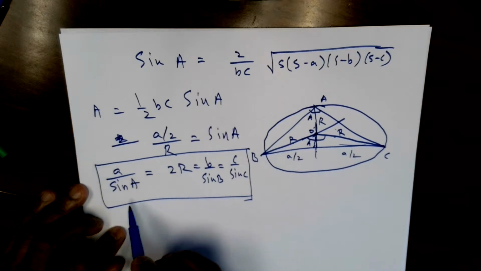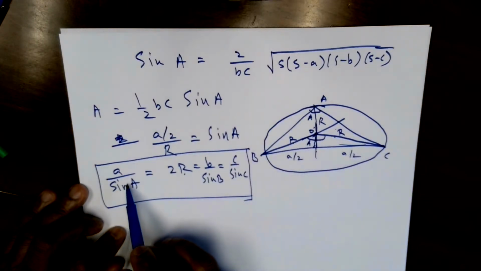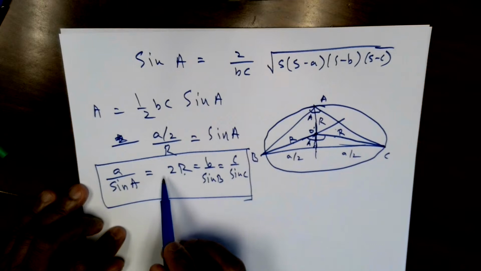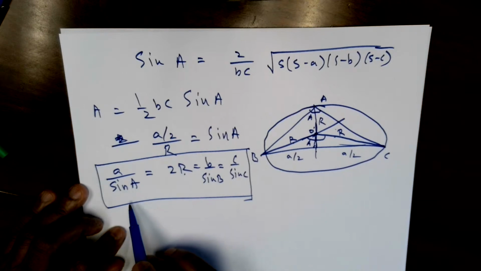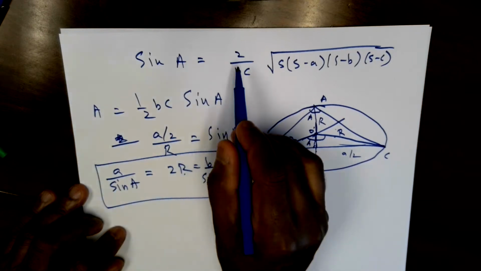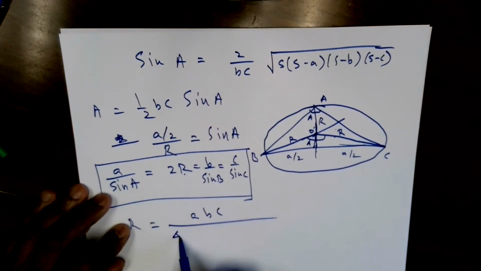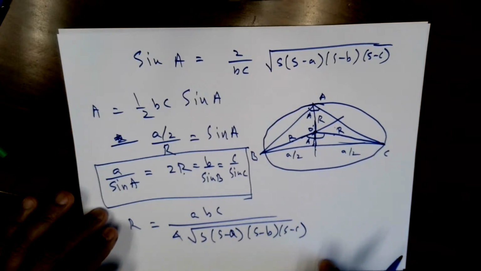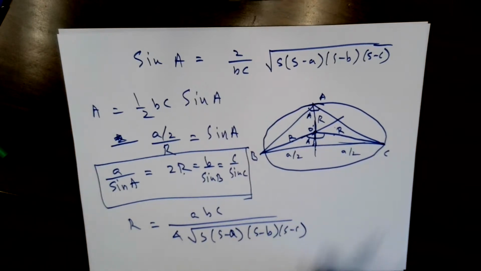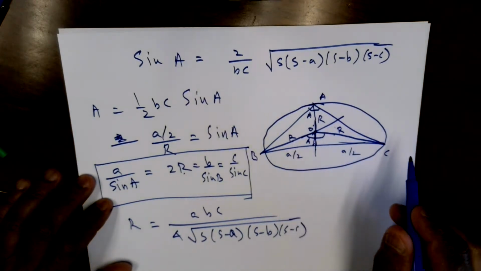Notice that sine A is here. So R is going to be a over 2 sine A. Sine A is this. So from here I get this is going to be ABC over 4 multiplied by the area, as the radius of the circumcircle for a triangle.